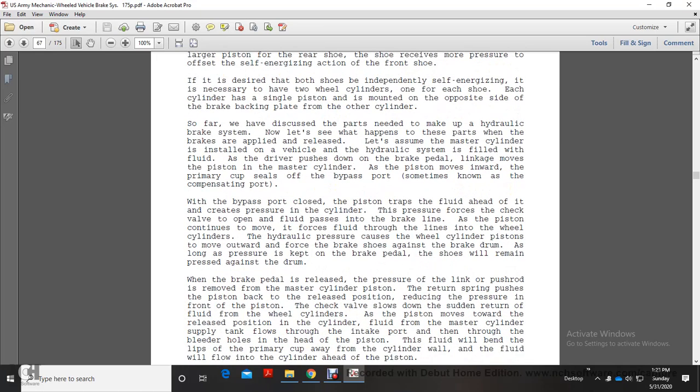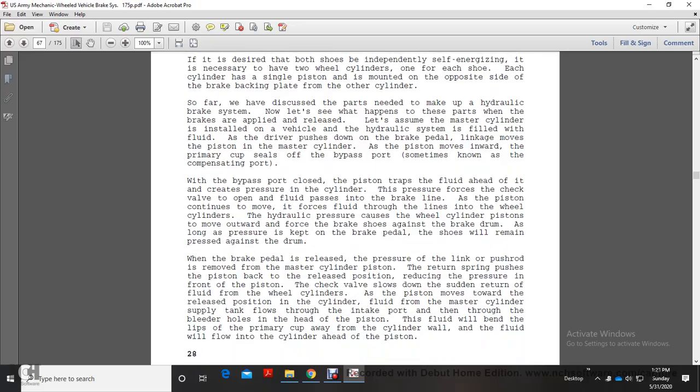So far, we have discovered the parts needed to make up the hydraulic braking system. What happens with these parts, and how will the brakes apply and release? Let's assume the master cylinder is installed in the vehicle and the hydraulic system is filled with fluid, and the driver pushes down on the brake pedal. The linkage moves the piston in the master cylinder. The piston moves inward past the primary cup seal and the bypass port, sometimes known as the compensating port. With the bypass port closed by the piston, the trapped fluid ahead of the piston creates an increase of pressure in the cylinder. The pressure forces the check valve open, and fluid passes into the brake line.